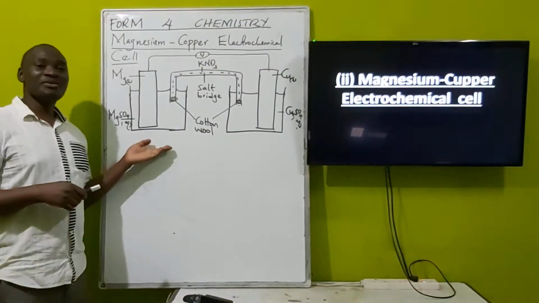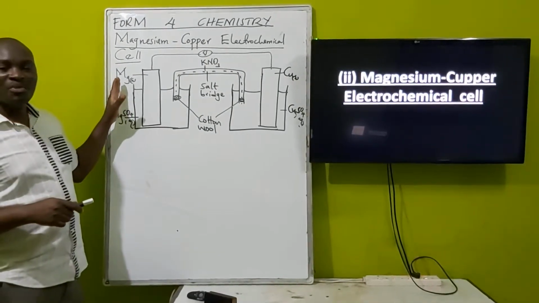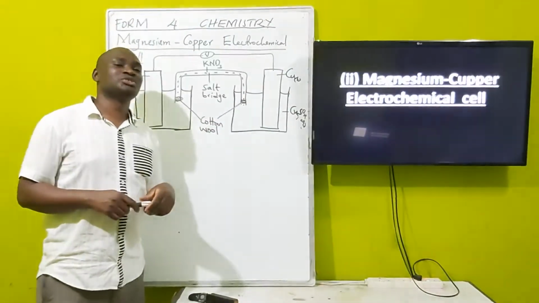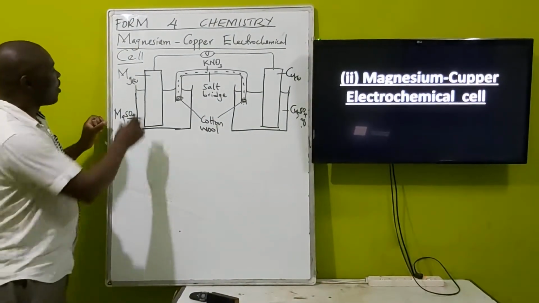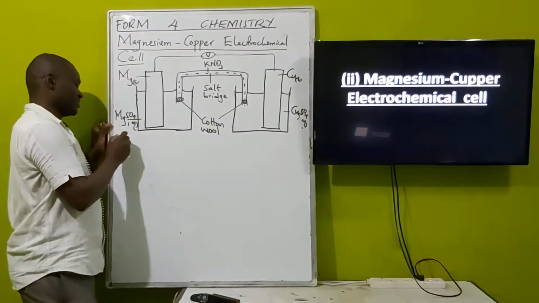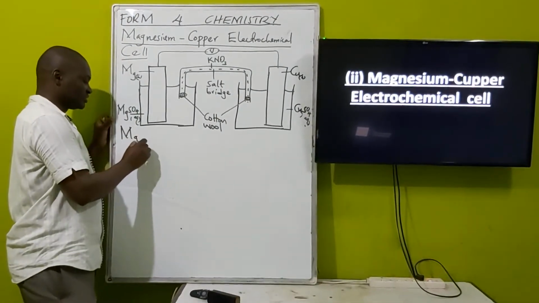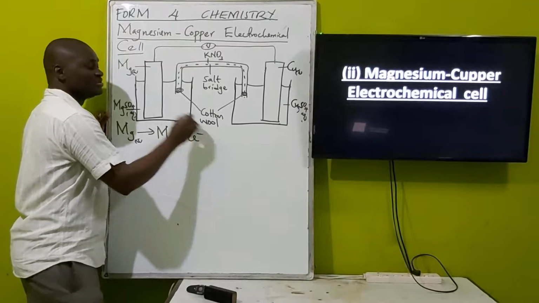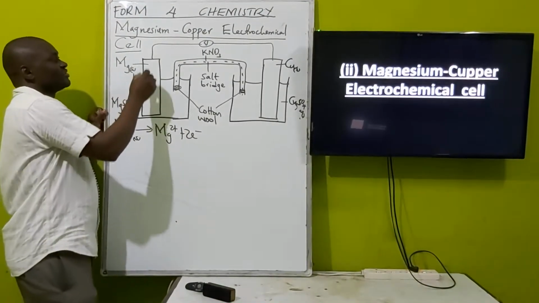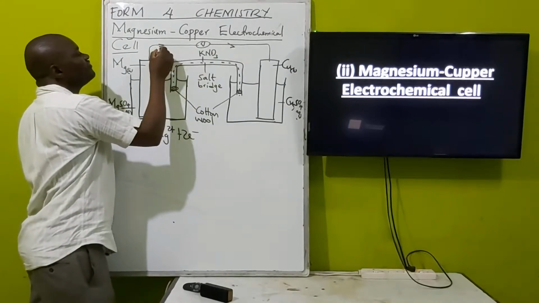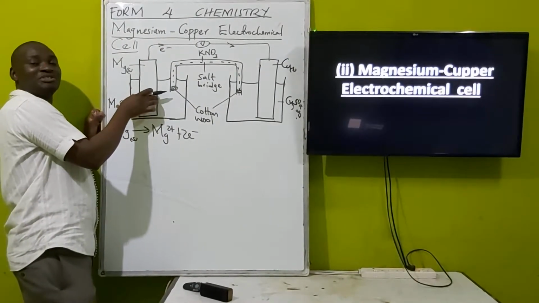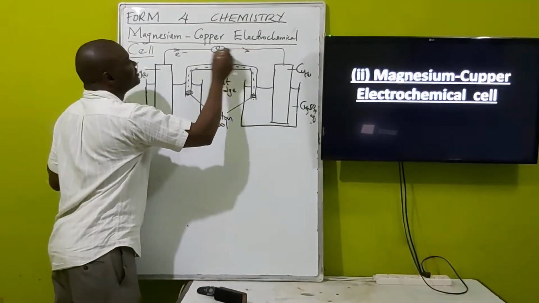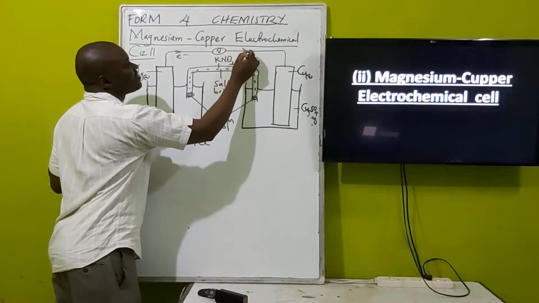sulfate. From here you realize that the one which is more reactive is drawn on the left, the one which is less reactive is drawn on the right. So on the magnesium electrode, we have the magnesium solid forming magnesium ions by losing electrons. So these electrons will move from magnesium, which is more reactive, to copper electrode, which is less reactive. So this one is the movement of electrons.